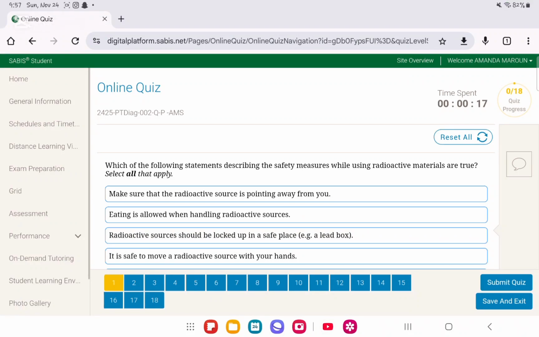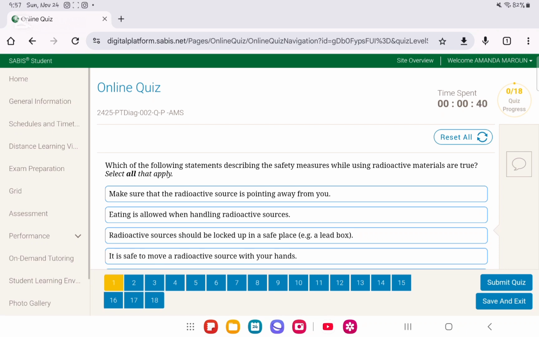So today I'll be explaining the physics diagnostic of term 2 week 1. Just again in advance, I'm not going to be doing the physics term 2 week 1 AMS quiz because it's the same as the term 1 week 11 AMS quiz. So let's start. Which of the following statements describing the safety measures while using radioactive materials are true?